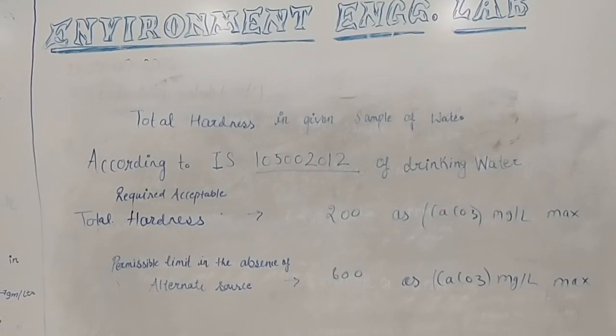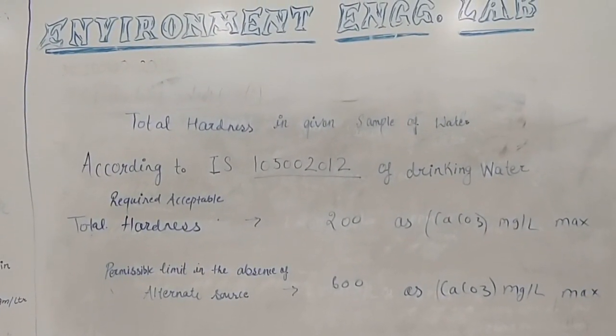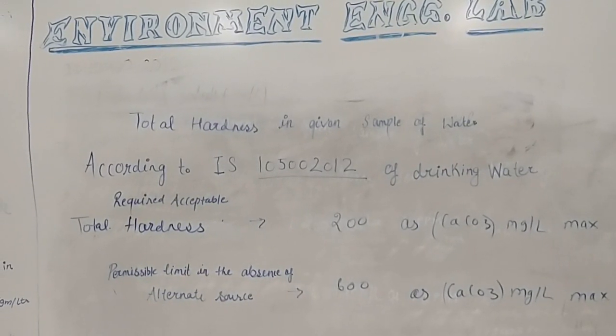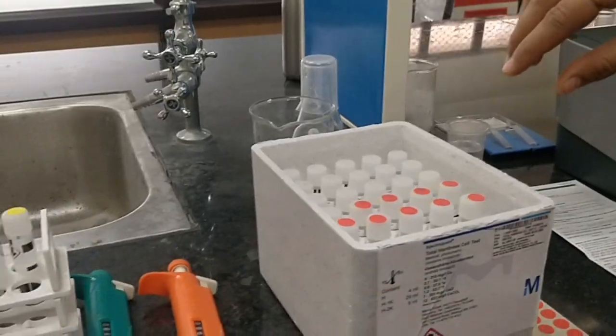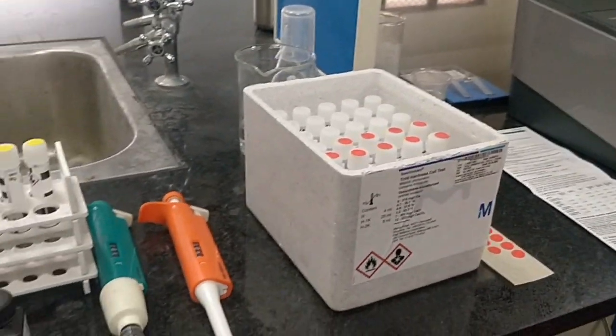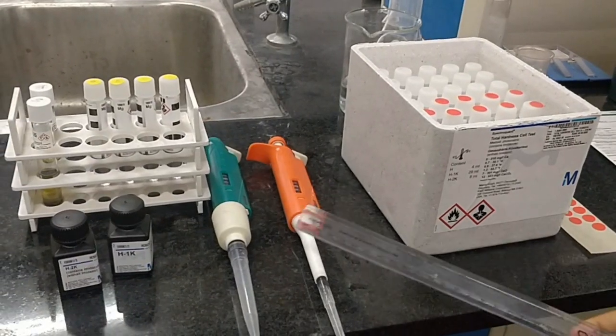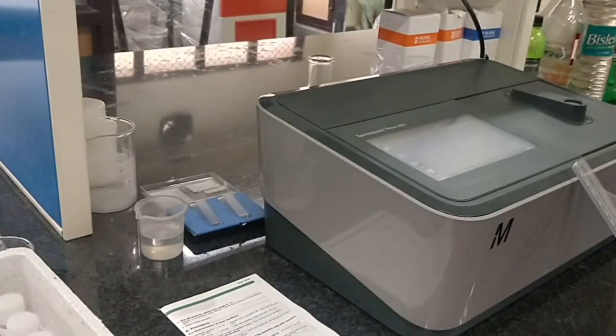Now, how to conduct this test in a laboratory. Firstly, we have to calibrate the spectrophotometer with the given reaction cells to determine the total hardness. The accessories which we are going to use with the spectrophotometer are a sample holder, micropipettes, reagents, and this is our spectrophotometer.